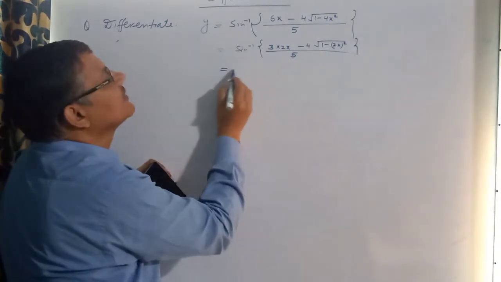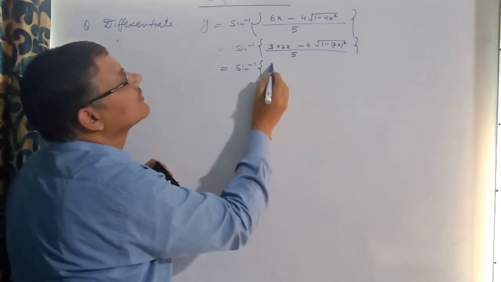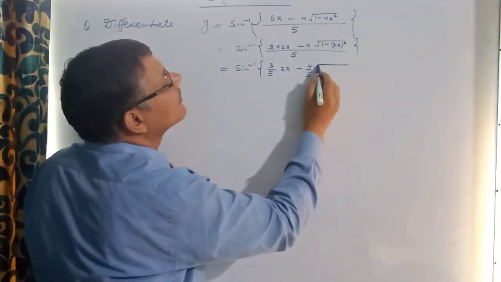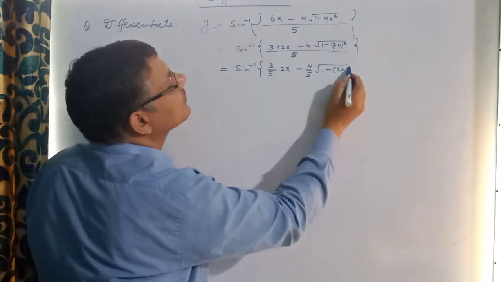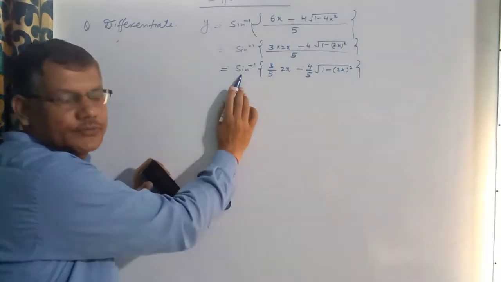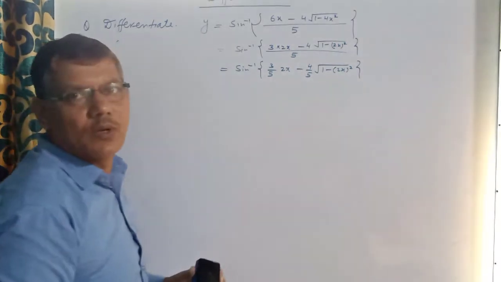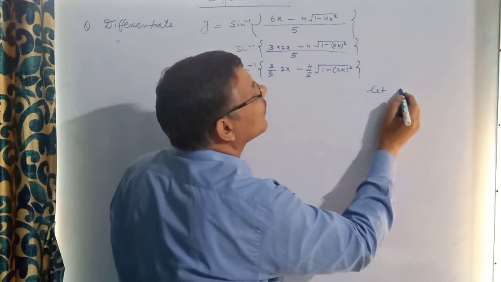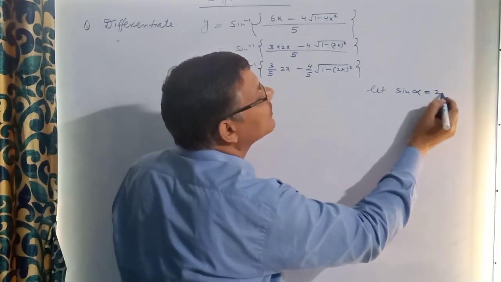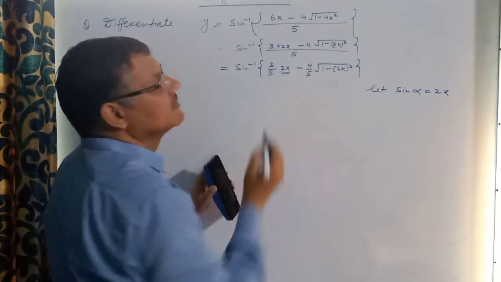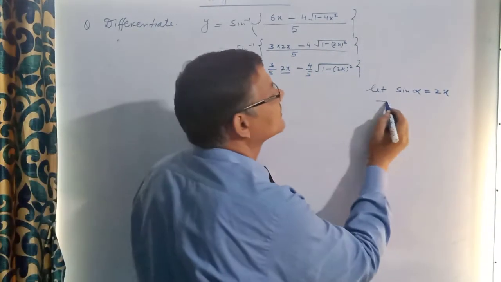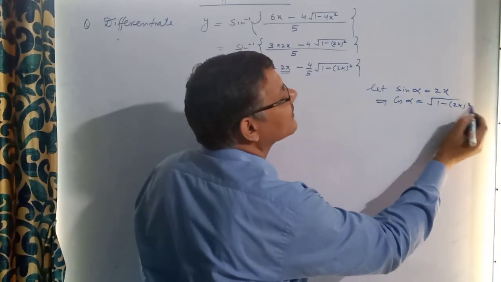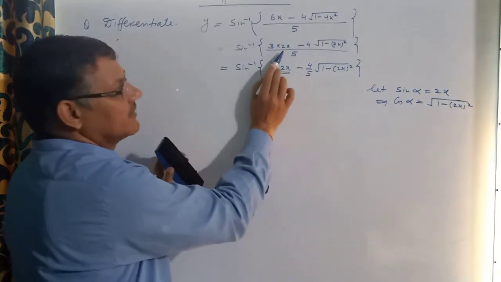And the function is written as sine inverse of 3 by 5 into 2x minus 4 by 5 into root over 1 minus 2x whole square. Here it is sine inverse. So we wish to convert into what? Sine function. So that's why we take, let sine alpha is equal to 2x. This sine alpha is 2x. So it implies cos alpha is equal to root over 1 minus 2x square.